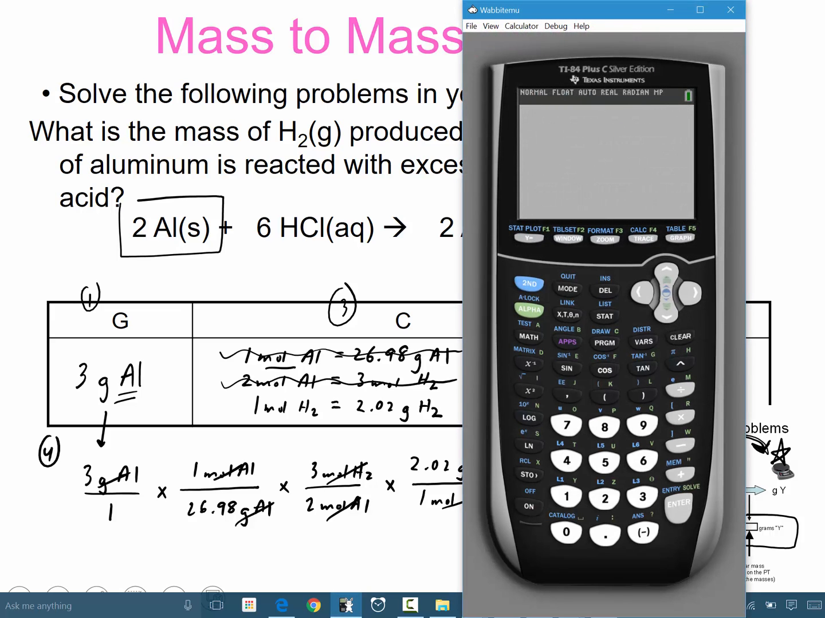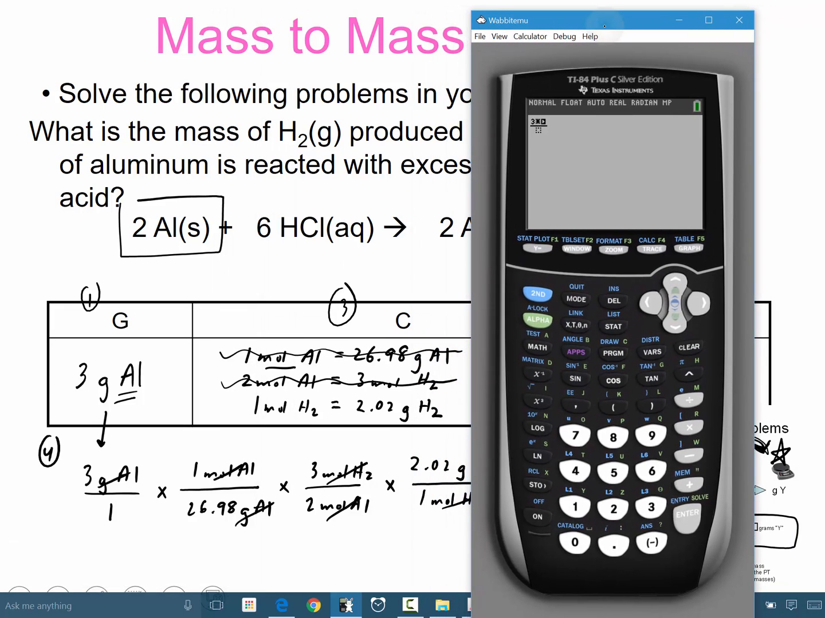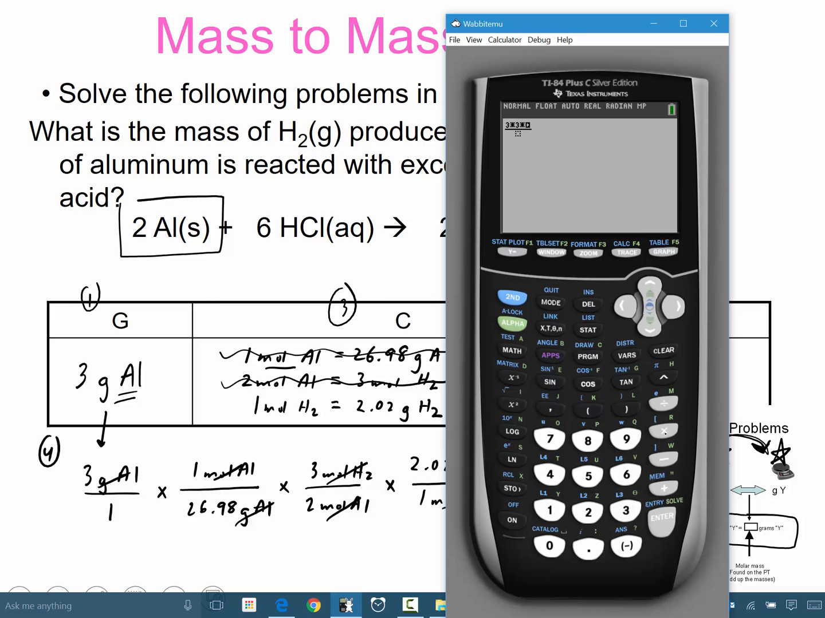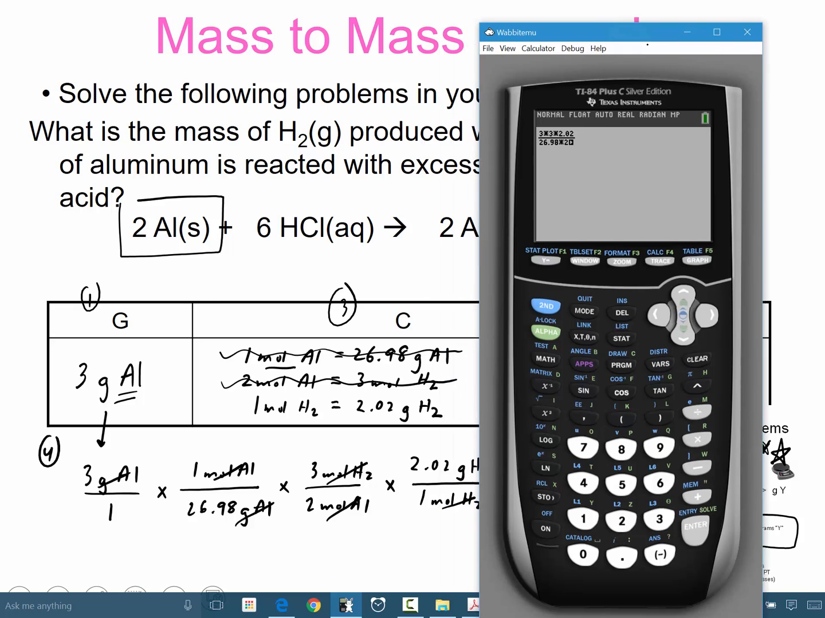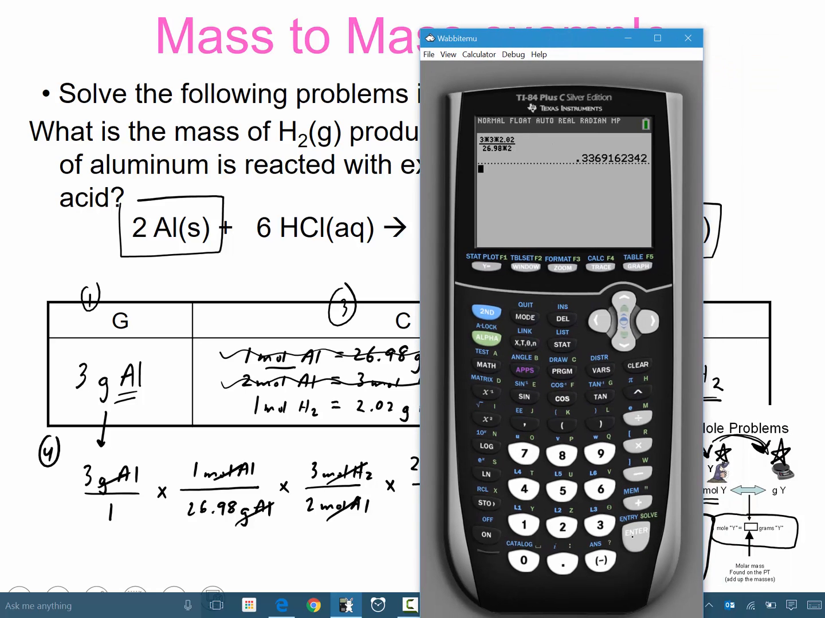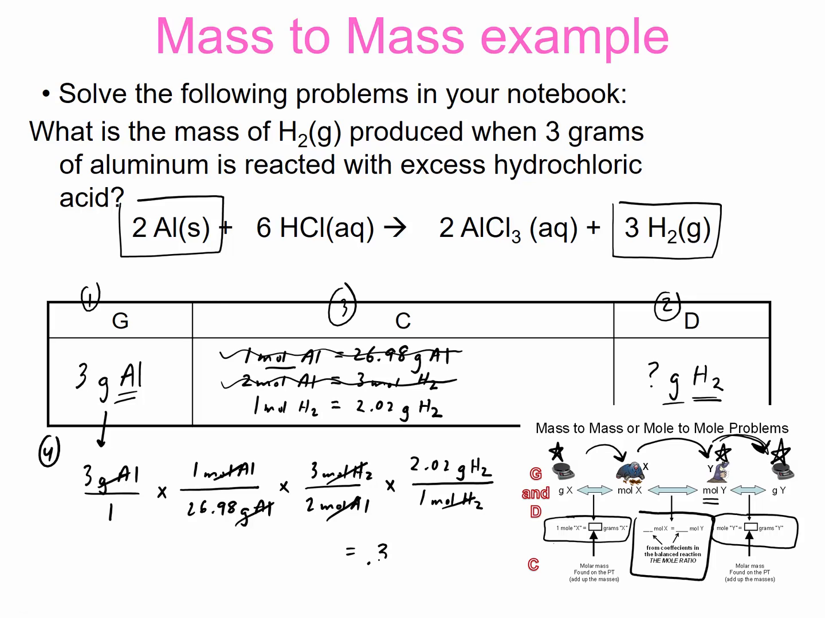I kind of like this fraction deal here where you can enter in everything. So 3 times 3 times 2.02. I'll go down to the bottom, 26.98 times 2. I think I got everything entered. So 0.34, I'll just round it after the second decimal, so 0.34 grams of H2.